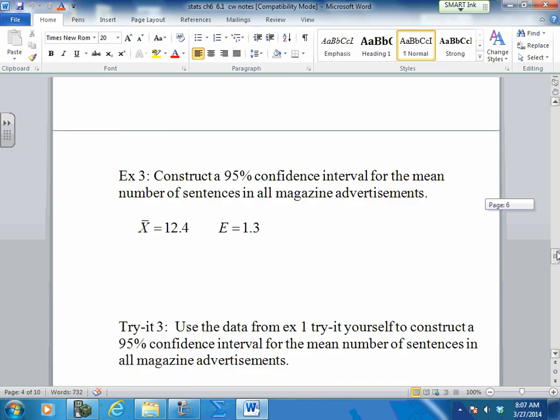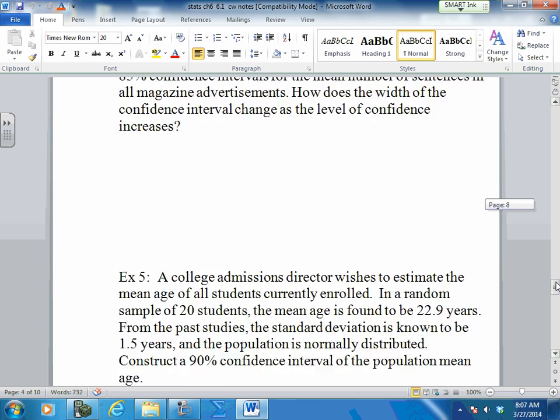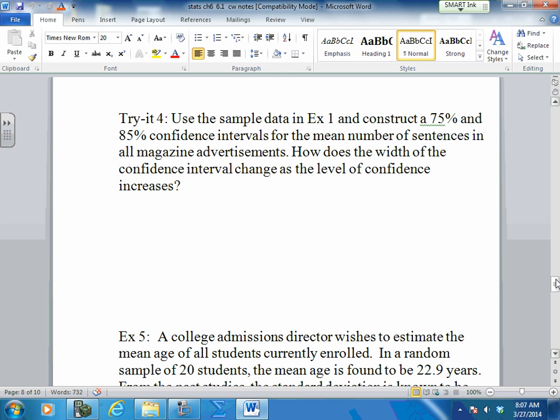Again, we did that one. I did them all together because it's just easier. All right. I want to do one more together here. I want to talk about what happens when your margin of error changes. When your probability is going to increase, your confidence interval is going to increase.